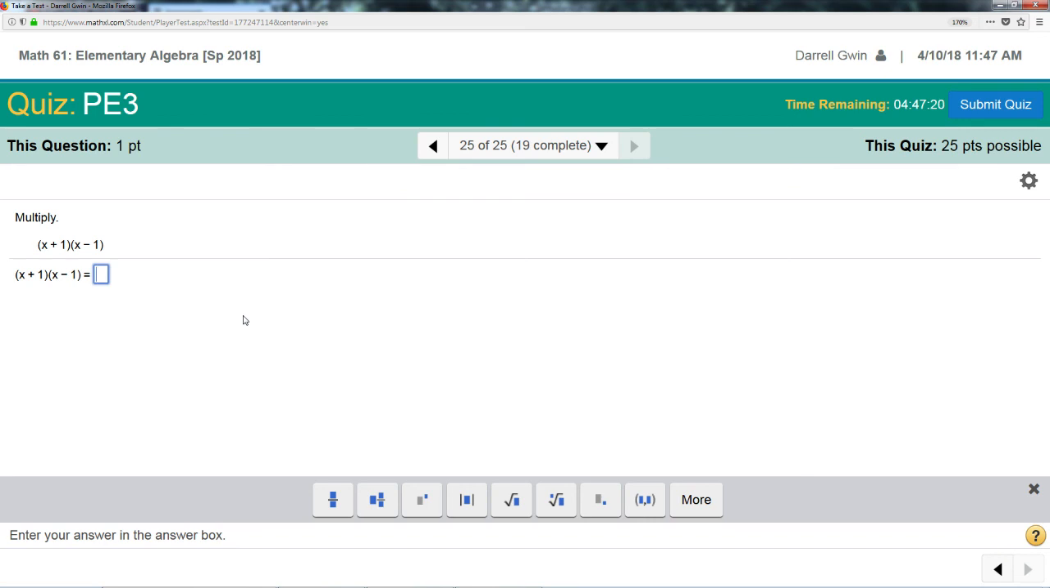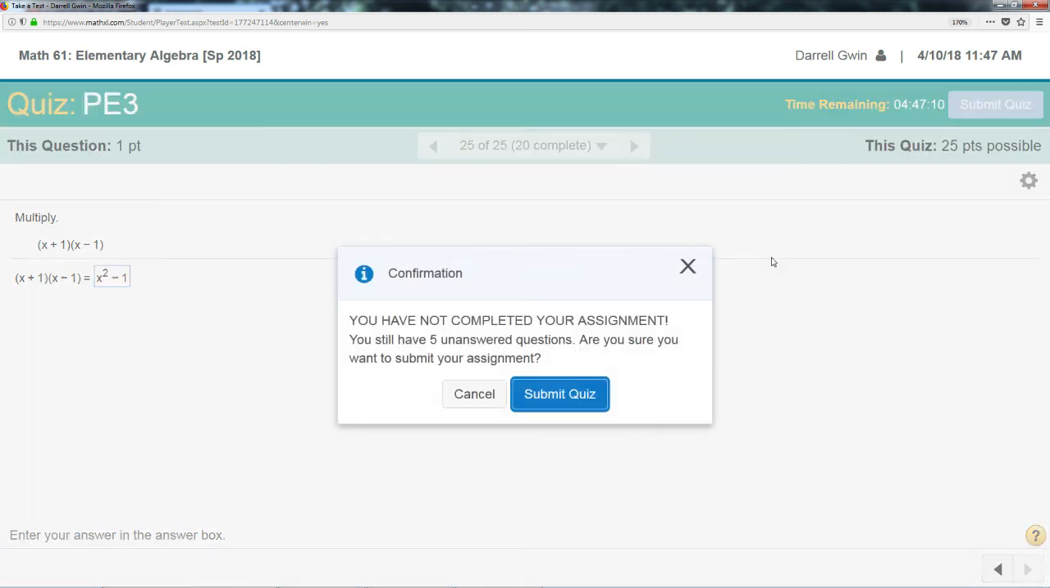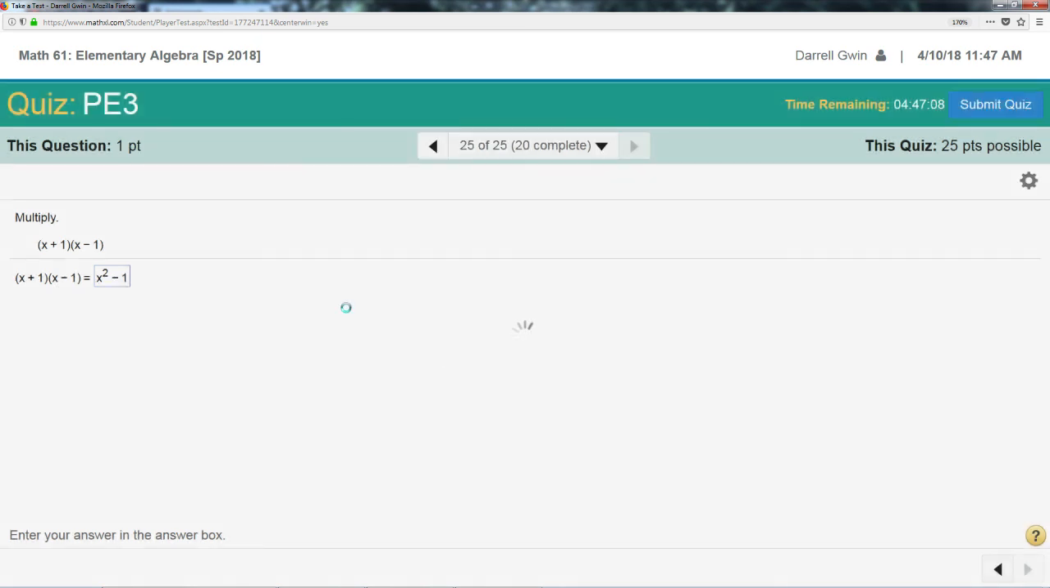FOIL again. Oh, these are conjugates, and with conjugates, the outer and inner terms are always going to cancel out, so you only have the front and the last. See what we got. Yep, submit it anyways.